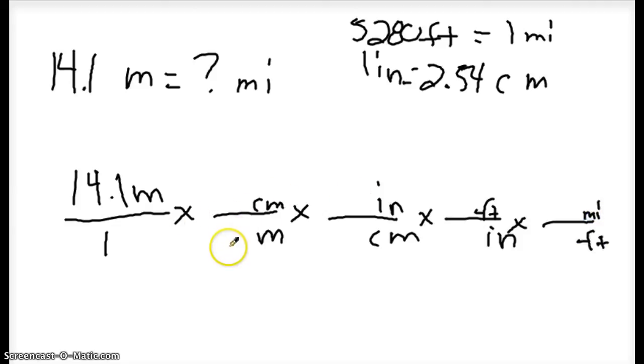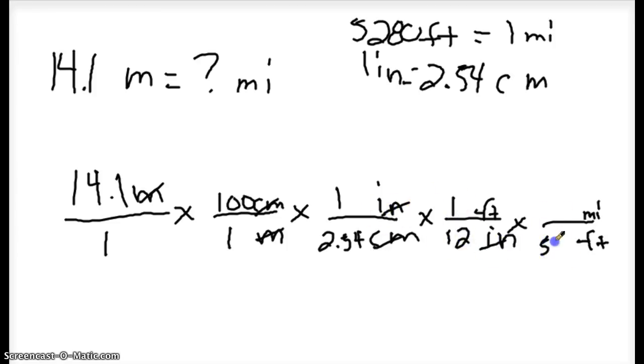We've got meters to centimeters. There's 1 meter for every 100 centimeters. Cross off labels. Inches to centimeters. 1 inch equals 2.54 centimeters. Cross off your centimeters. And feet to inches, we know that 1 foot is 12 inches. Cross off, cross off. And miles to feet, there's 5,280 feet for every 1 mile. Cross off. When we're done, notice that miles are on top.